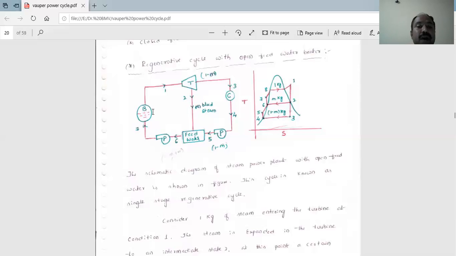Once again this boiler will produce steam, that is superheated steam, and then the cycle will be repeated. This is the open feed water heater. Okay, here is the TS diagram.